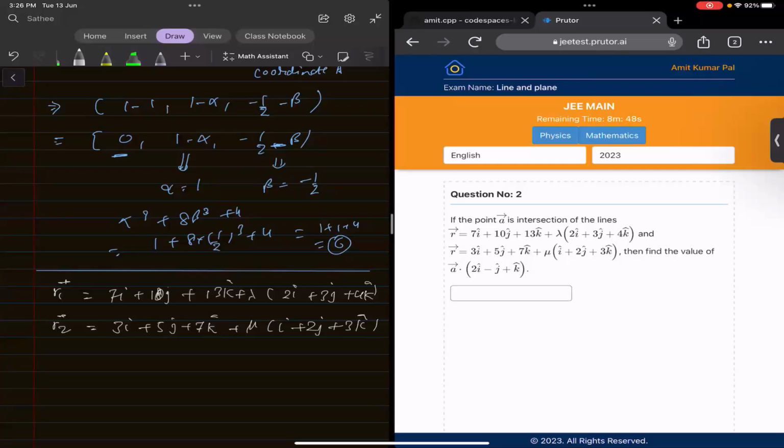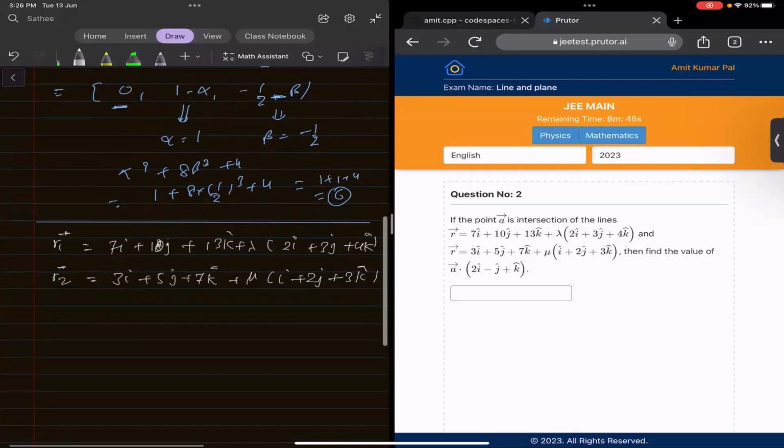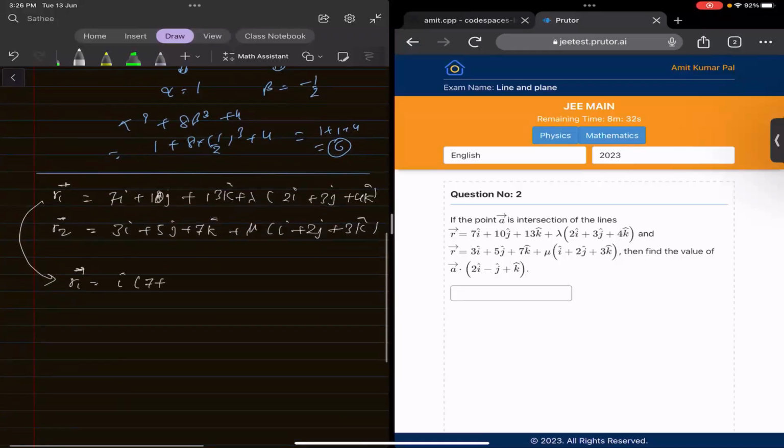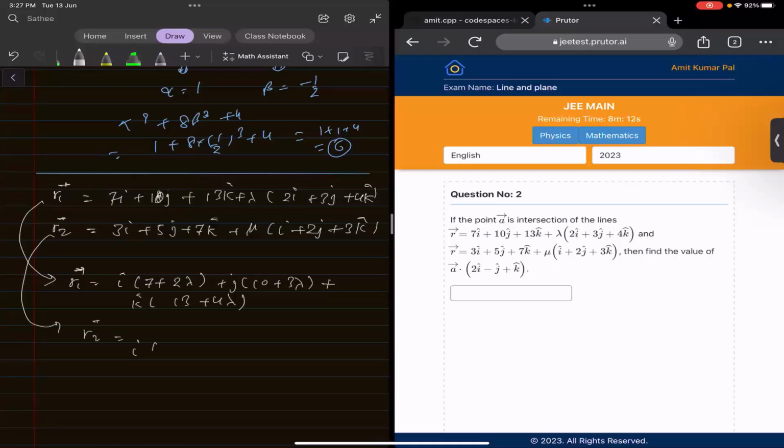Since these two lines represent the coordinates of any general point, if we combine the coordinates in this line, r1 becomes i of 7 plus 2 lambda, plus j of 10 plus 3 lambda, plus k of 13 plus 4 lambda. Similarly, for r2, it becomes i of 3 plus mu, plus j of 5 plus 2 mu, plus k of 7 plus 3 mu.